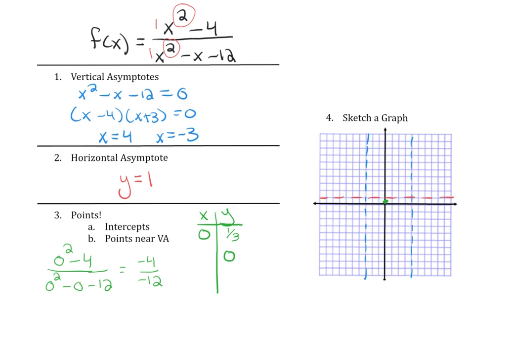And then to find the x-intercept, we'll set the function equal to 0 and solve for x. When you have a fraction and it equals 0, it's when your numerator equals 0. So x squared minus 4 equals 0. x will equal plus and minus 2. So I'll have negative 2 and positive 2. Let's plot those on there.